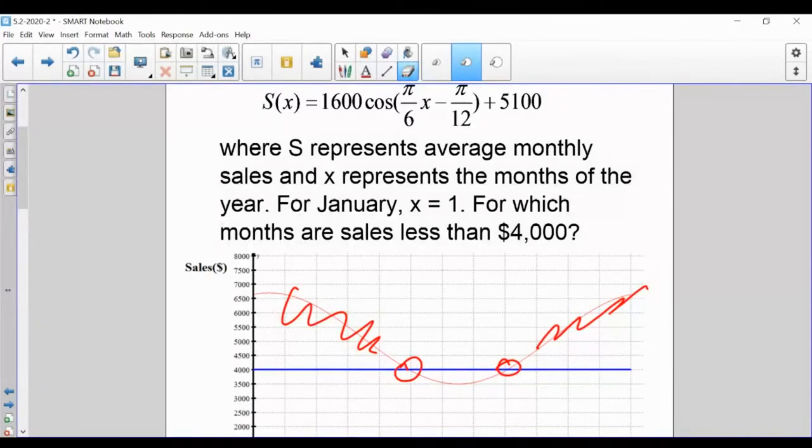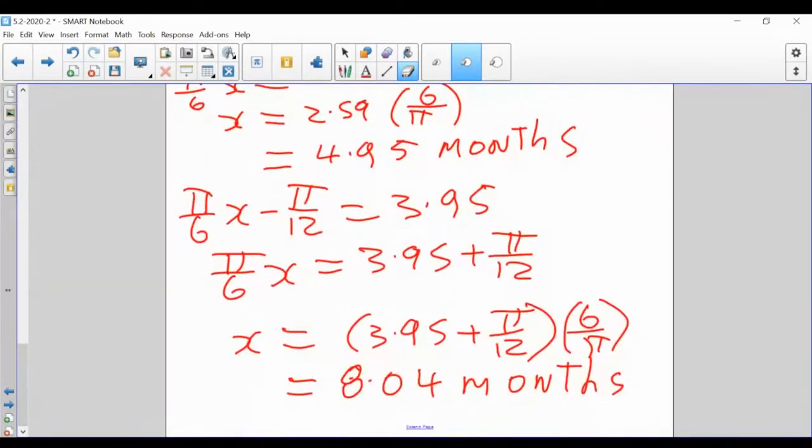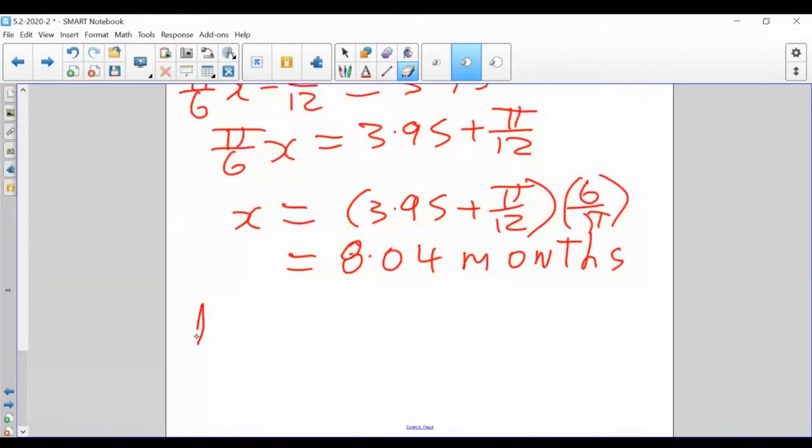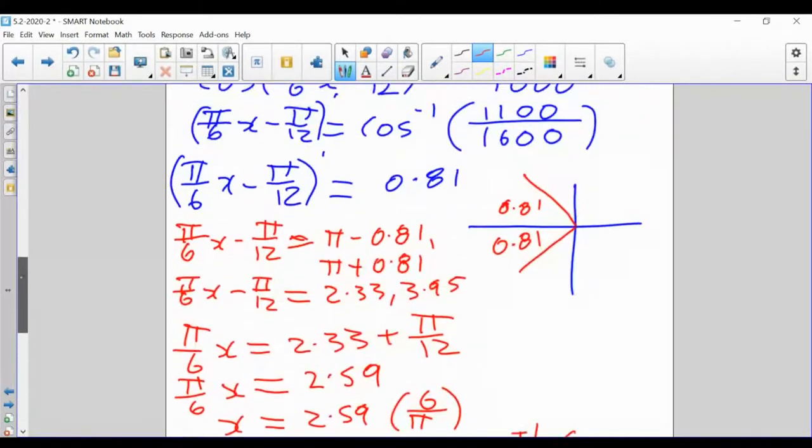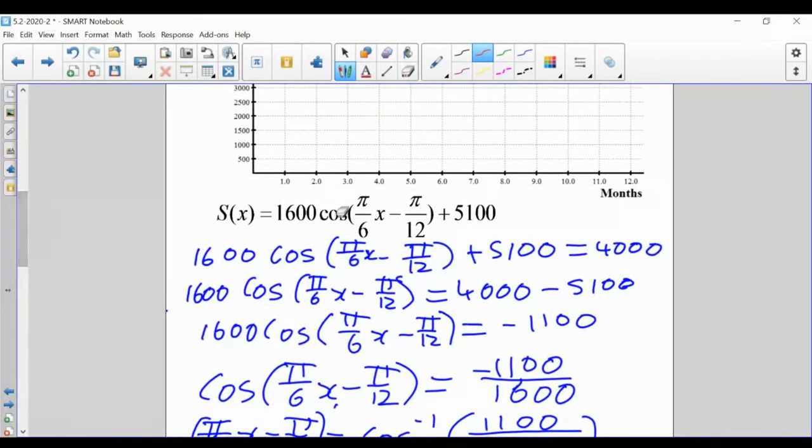So let me give you an example. Let's say that for this, we're going to find the f of, let's say 6, because 6 is obviously between 5 and 8. So we just plug that into the function, and if I could just remember what the function was, 1600 cosine pi over 6 times 6 minus pi over 12, close bracket, plus 5100. The answer that we get should be less than 4,000. Okay? So I'm going to be asking one of you to do that for me right now.